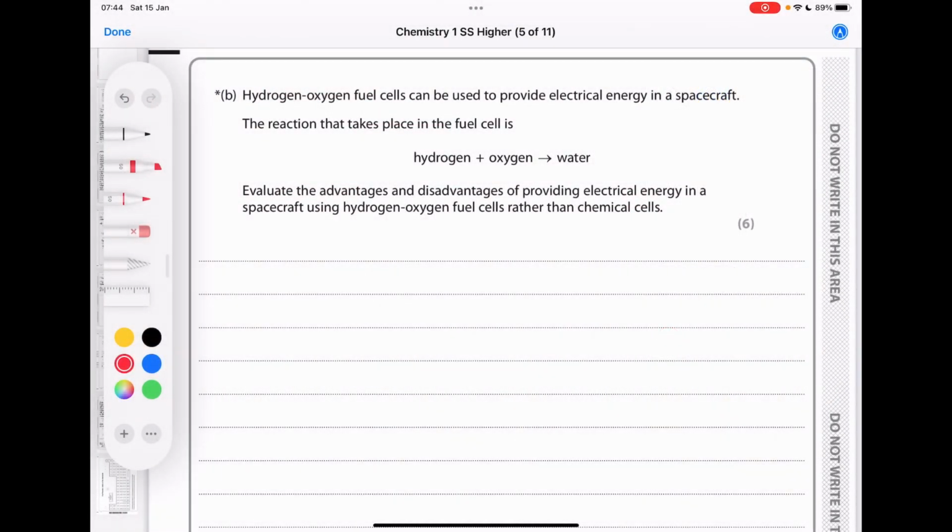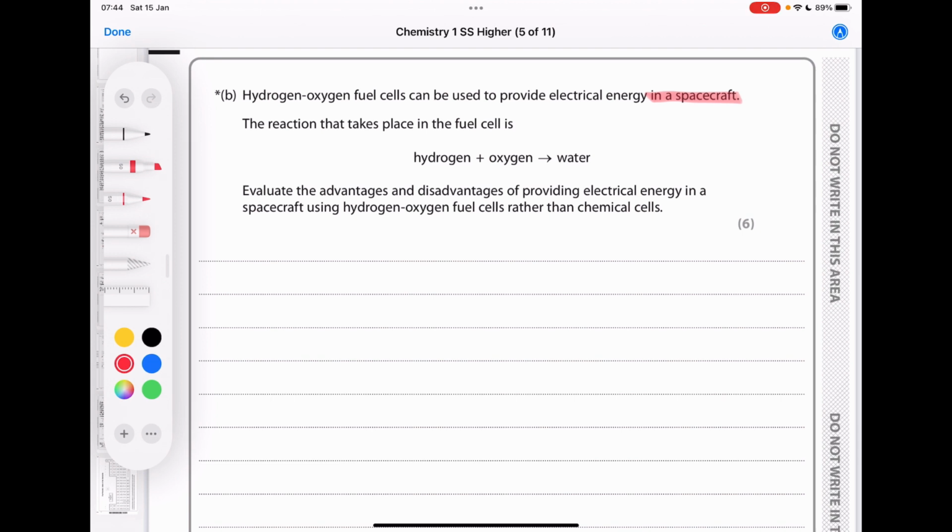Question B is the first 6-mark question in this paper, and it's probably the worst answered question in the whole paper for most people. Lots of people didn't really understand what they were being asked to do and completely missed the fact that this is in a spacecraft. And therefore, you can't make points about better for the environment or less polluting or nasty to the animals or destroys habitats or anything else because it's in a spacecraft.